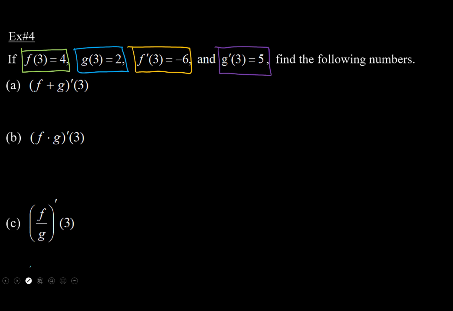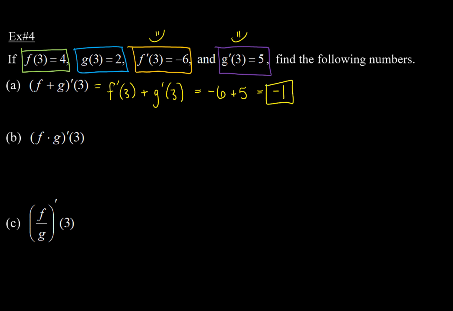All right, and I'm going to do these examples in yellow. So I have (f plus g) prime of 3. Well, remember, for adding we don't have to do anything funky. We just do f prime of 3, and we're going to add to that g prime of 3. We don't have to do any special rules. So f prime of 3 is this orange function, so that's going to be negative 6. G prime of 3 is this purple function, so we're going to add 5 to that. So the answer to this one is going to be negative 1.